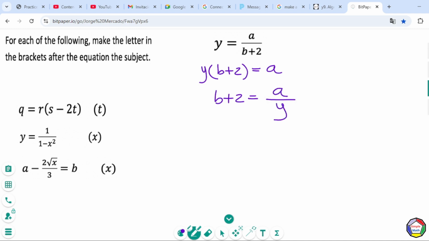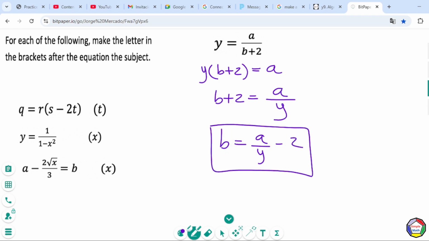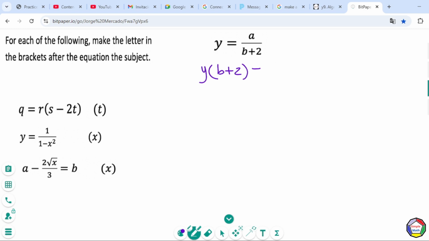Now, b has to be isolated. How do we isolate the letter b? I will take the positive 2 and move it to the other side with the inverse operation, which is subtraction. So I have that b is equal to a over y minus 2. That is the way we make the letter b the subject. Okay, let's solve the next equation.